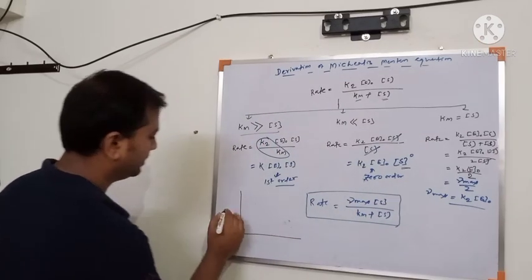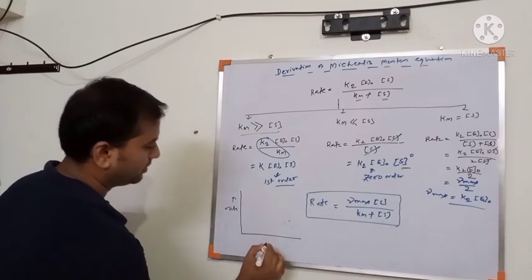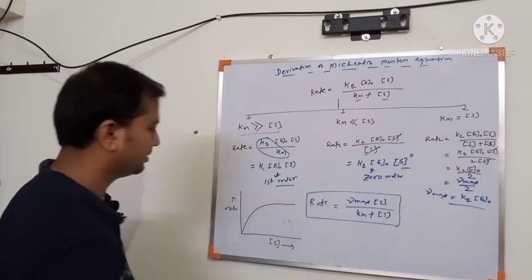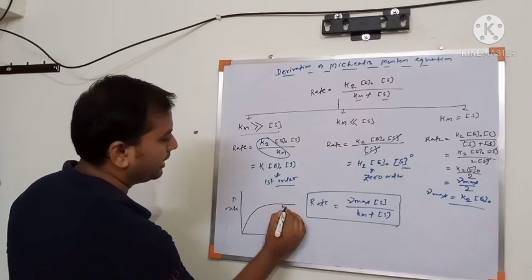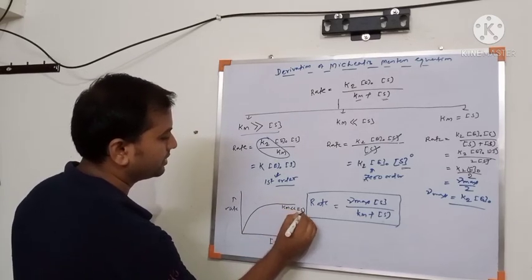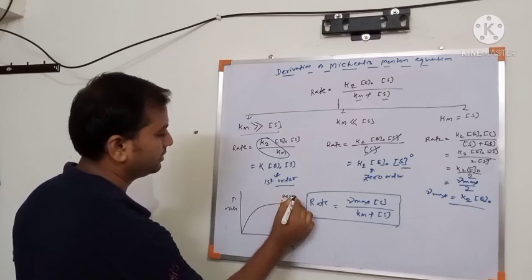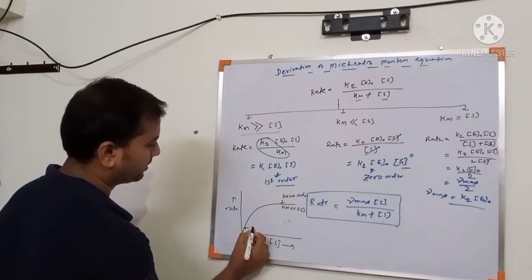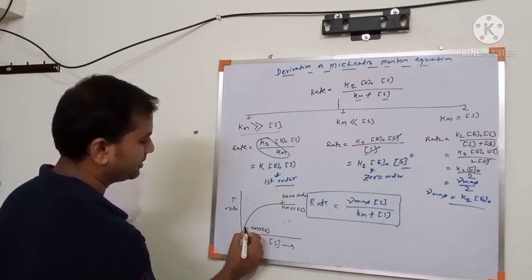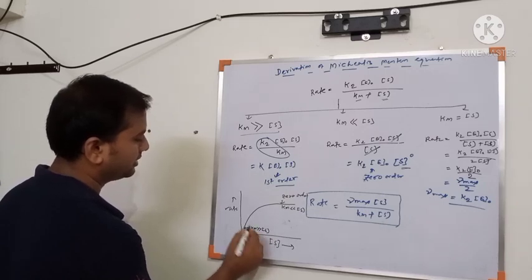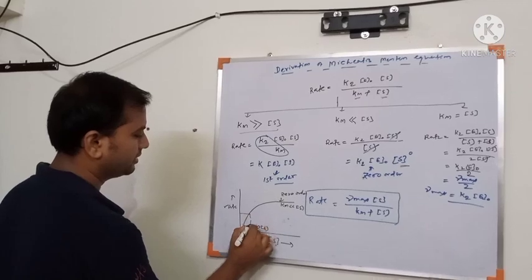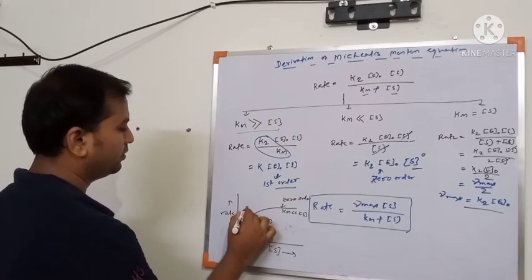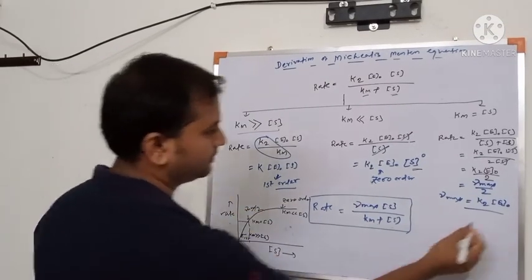Plot of this equation, rate versus substrate concentration. This is the plot. When Km is very less than substrate concentration, this is zero order reaction. When substrate concentration is less and Km is very greater than this, this is the first order case. And this is Km equal to substrate concentration, this is the nu max by 2 case.